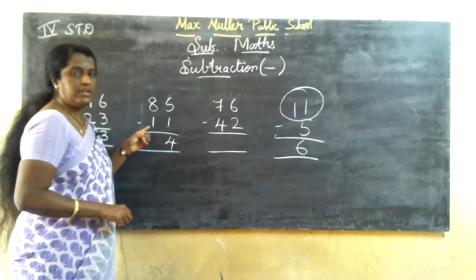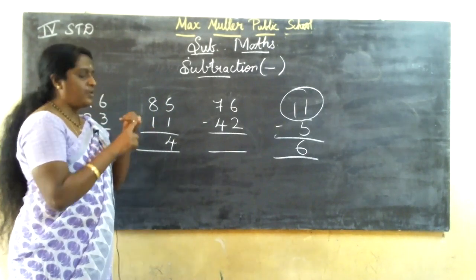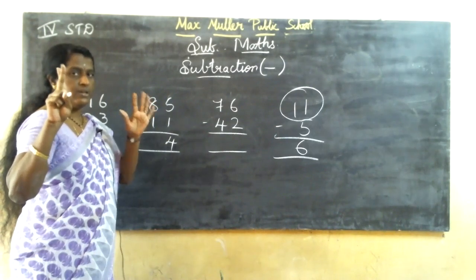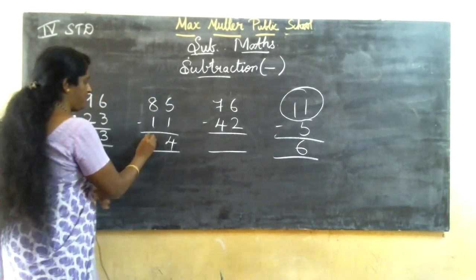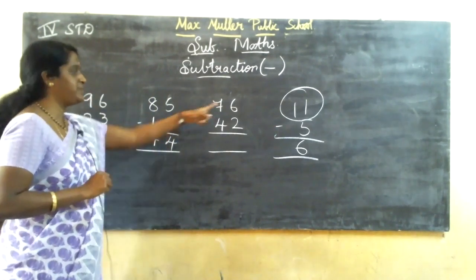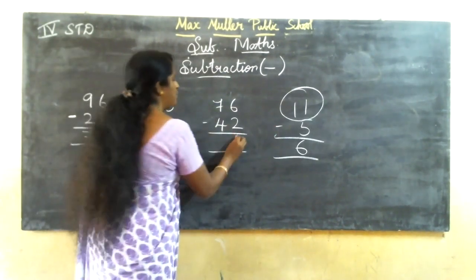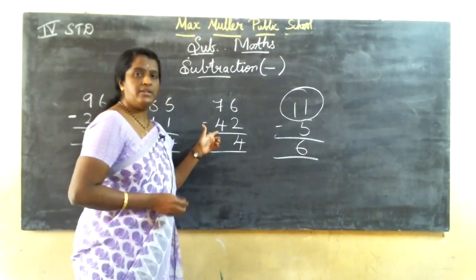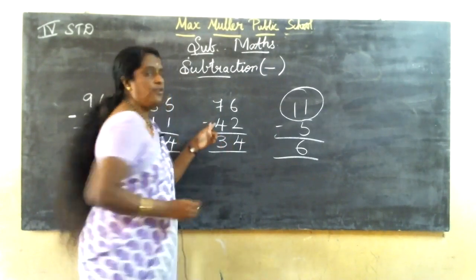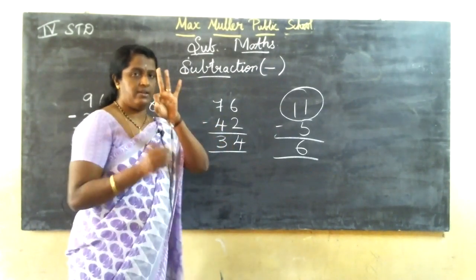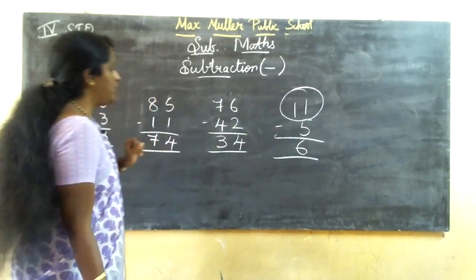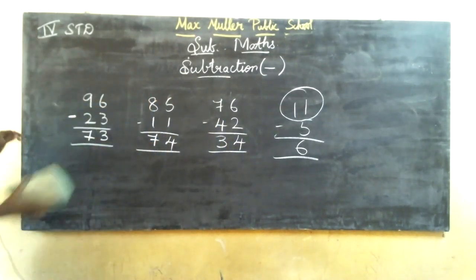Like that only. 8 minus 1. After 1: 2, 3, 4, 5, 6, 7, 8. How many fingers? 7. See, 8 minus 1, 7. Like that only. 6 minus 2, 4. 7 minus 4: after 4, 5, 6, 7. Up to 7 only. So your answer will be 3. So 2-digit numbers, now I will teach you one more.